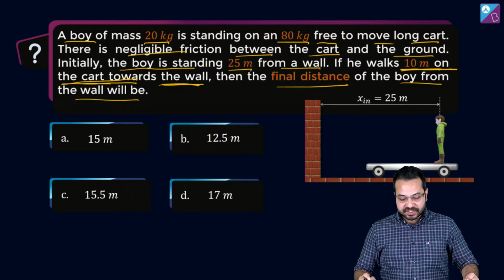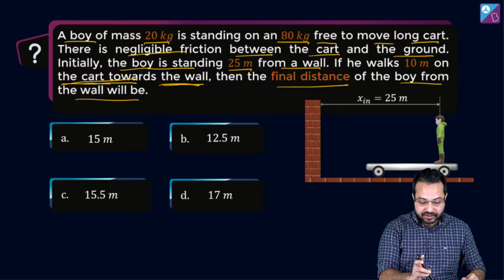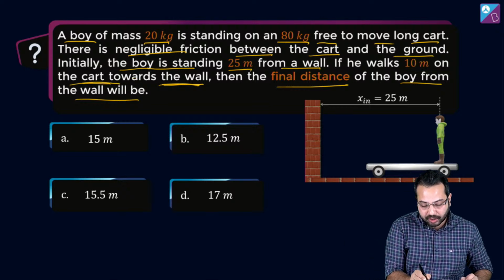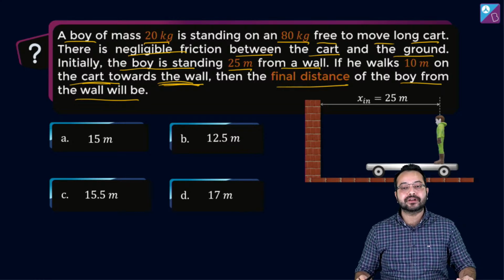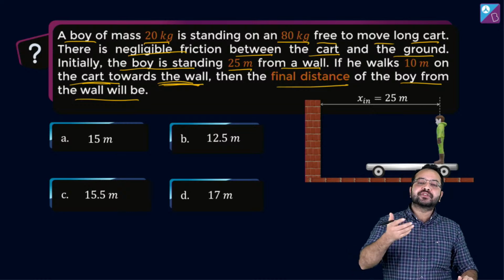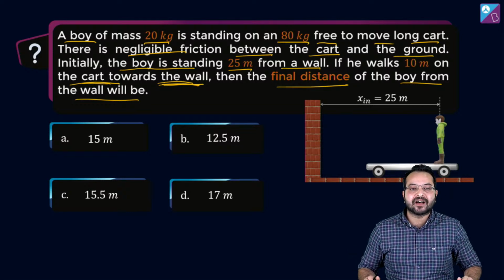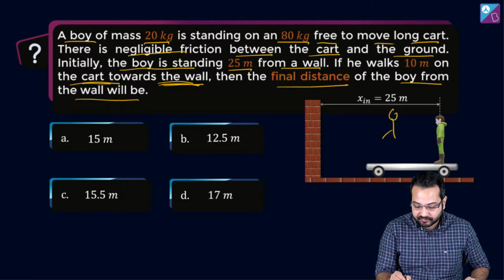Arnav says the displacement is with respect to the cart. Yes, because it is written in the question that 10 meters on the cart towards the wall. So what they mean is that this displacement of 10 meters is with respect to the cart, not with respect to the ground. If it was with respect to the ground, it would have been a very dumb question, wouldn't it? So the boy has moved 10 meters with respect to the ground.